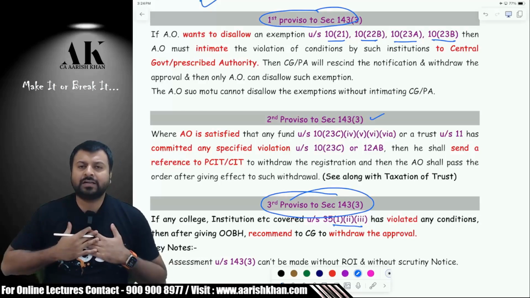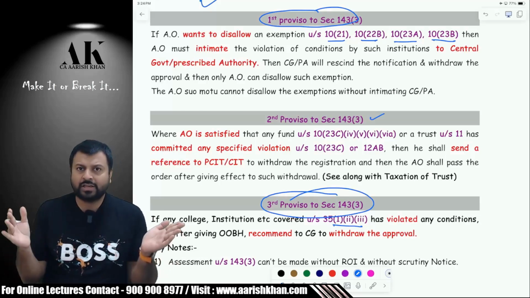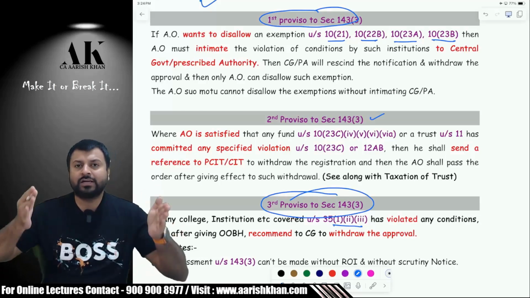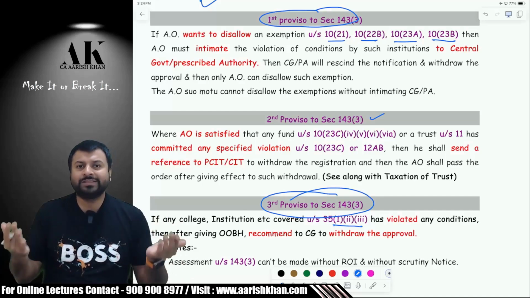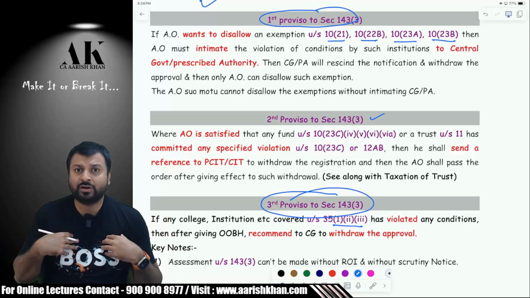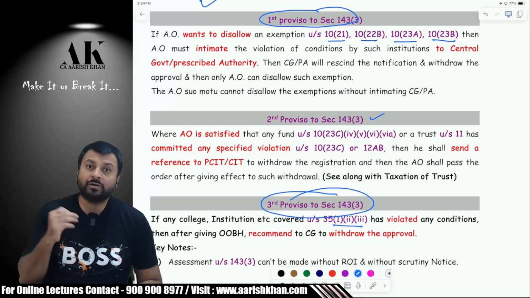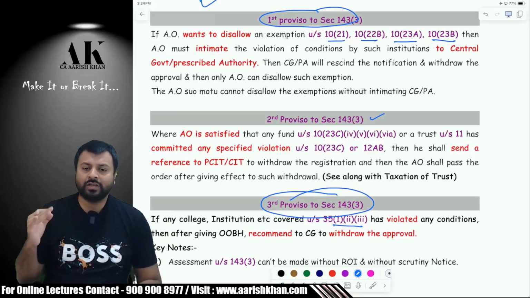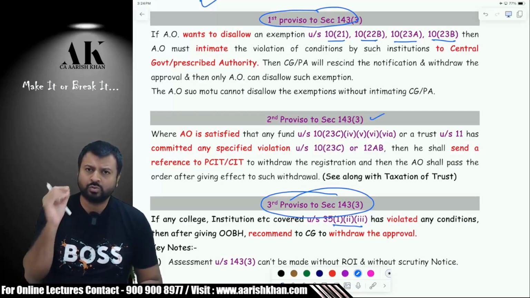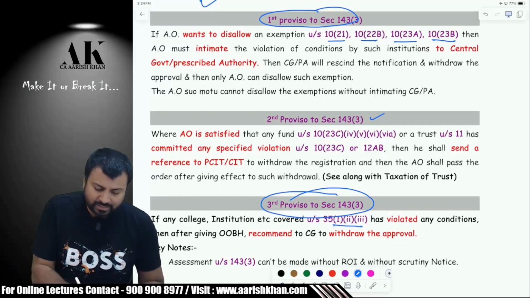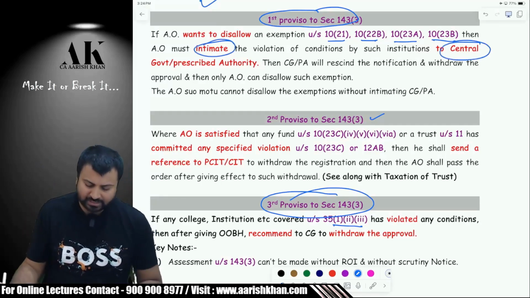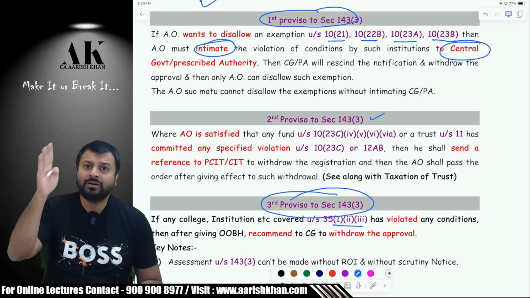Okay, suppose I am that assessee whose income is exempt under these sections. Now, my exemption is subject to a central government notification. So, who will check whether the conditions are fulfilled by me or not? The assessing officer. The assessing officer is checking the conditions during the assessment. Now, while checking the conditions, he found some violation of a condition. So, what is the duty of the assessing officer? Listen carefully. The AO cannot disallow the exemption suo moto. He has to intimate the central government, and then the central government will withdraw the approval.